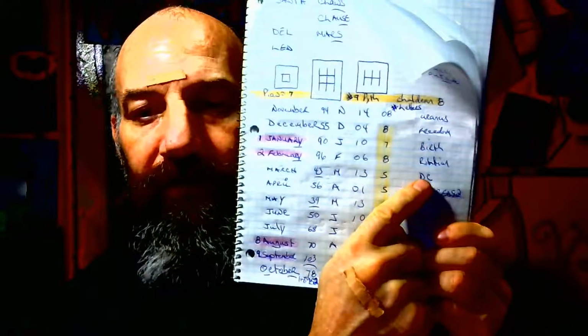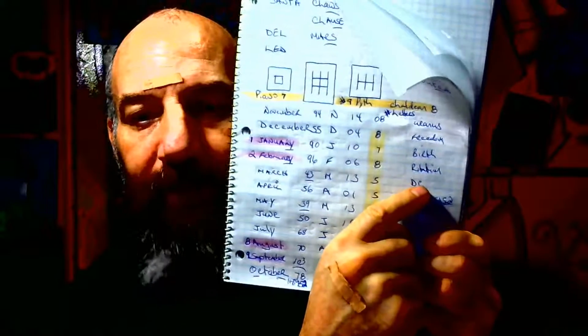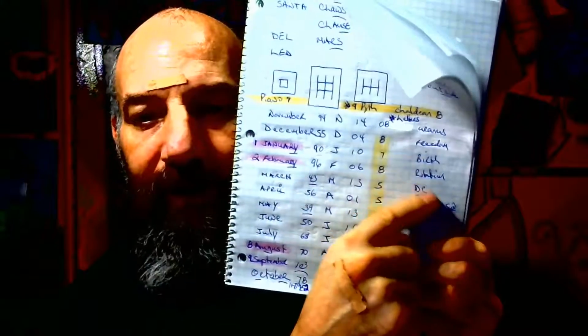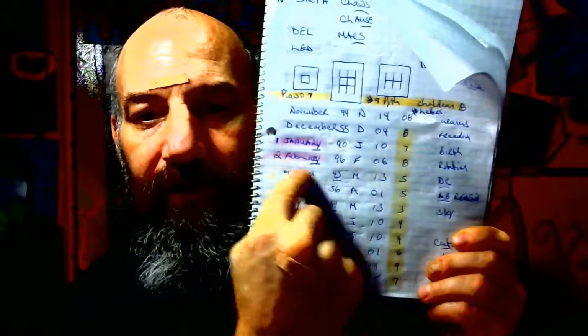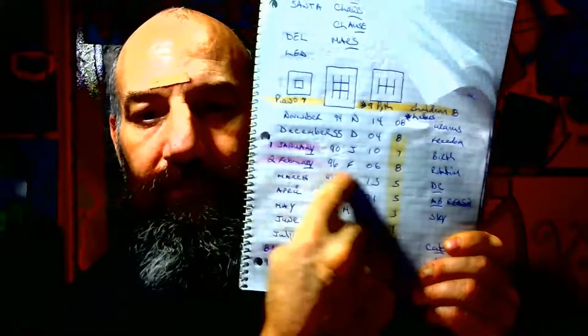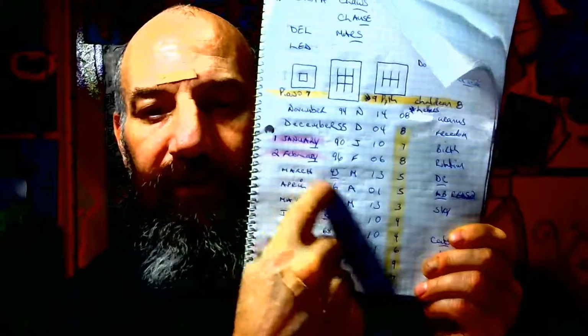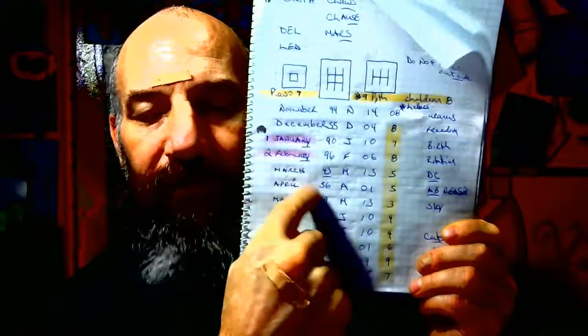March, DC, 4 and 3, 1 times 3, 1 plus 4, 1 plus 3, 3 and 4, SNS. In this month over here, we bring these two together, it becomes 95.